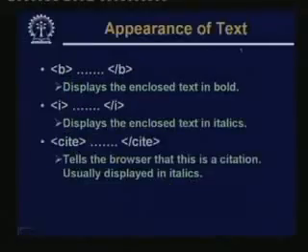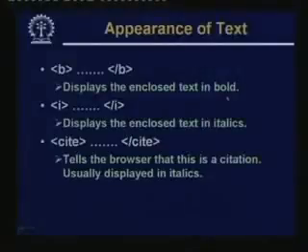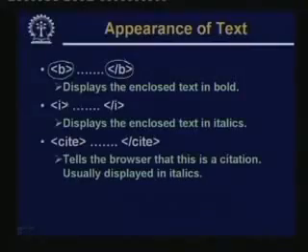Now with respect to the appearance of text, there are some tags. When you want to display a text in the bold font, you can use the B tag, begin B, end B. Everything between the begin B and the end B will get displayed in bold font. Similarly you can display in italics. Italics is I, begin I, end I.